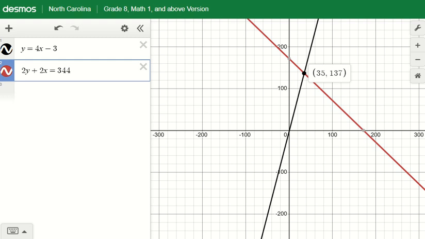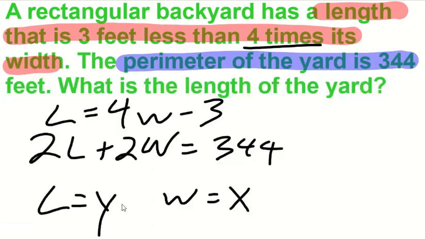Most of these equations, the x value is what we've been looking for, right? These word problems get a little trickier in that case. Sometimes it asks for the x value, sometimes it's asking for the y value. So you got to pay attention to what you're doing and what it's asking for. If that's our ordered pair, the x value is 35. The y value is 137. If we go with what I said here, that means our y value is the length. That's what we're looking for.